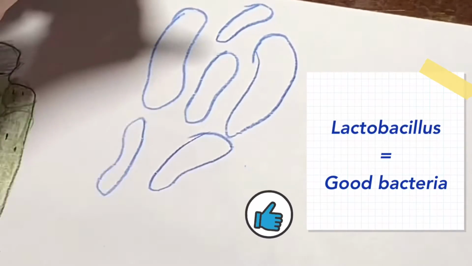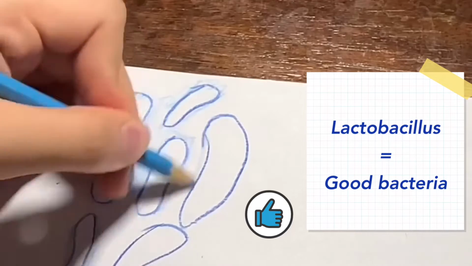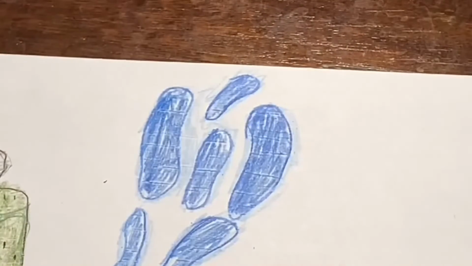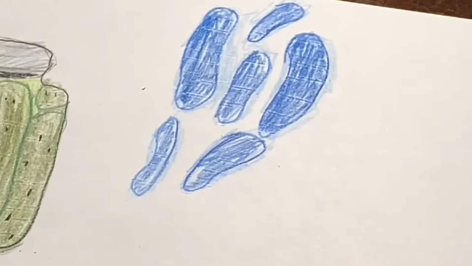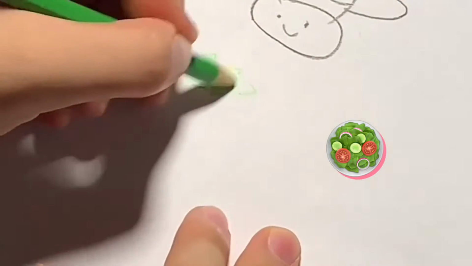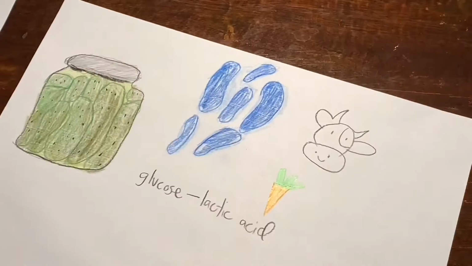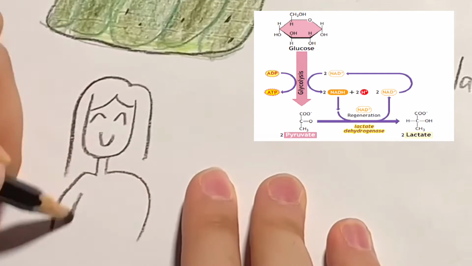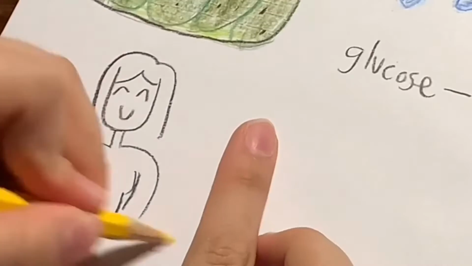Lactobacillus is the good bacteria that is responsible for the products formed because of fermentation. Notable acid-tolerant bacteria, including the lactobacillus, play an important role in the fermentation of dairy and vegetable products. Glucose is metabolized by a process known as anaerobic glycolysis, which is then converted into lactic acid.